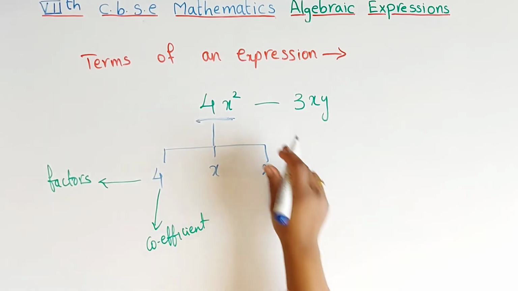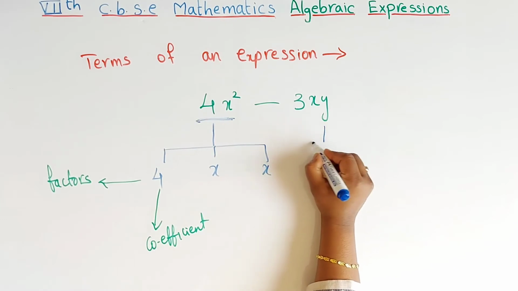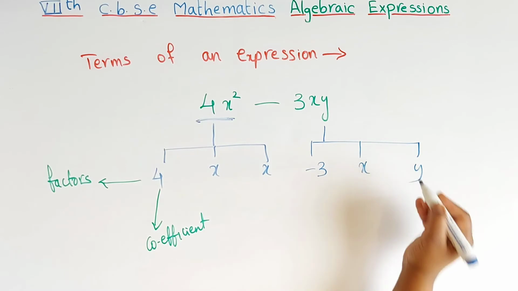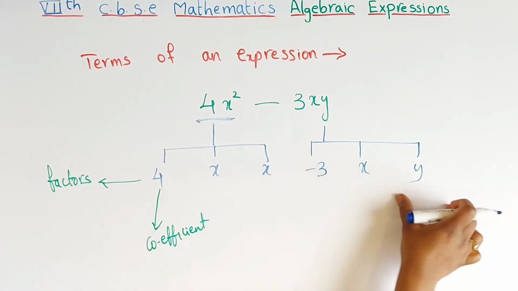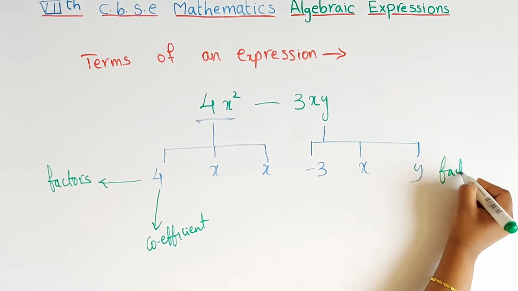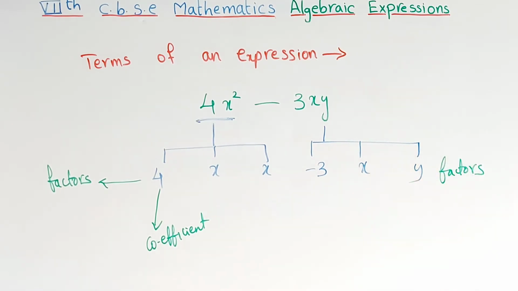Second term, minus 3xy. We can write minus 3xy as minus 3 into x into y. Correct? We have three factors here. These are factors. What is the coefficient here, children? The numerical value is the coefficient with sign. So minus 3 is the coefficient here, right? These are the factors and the coefficient is the numerical value.